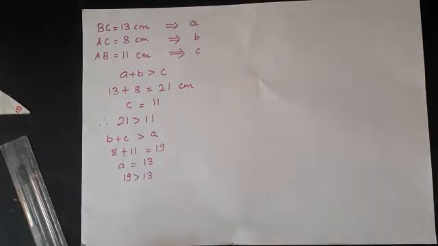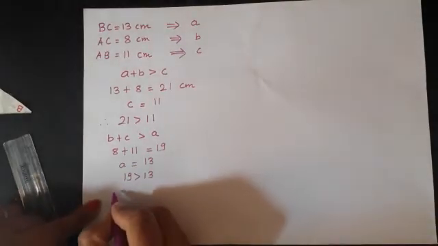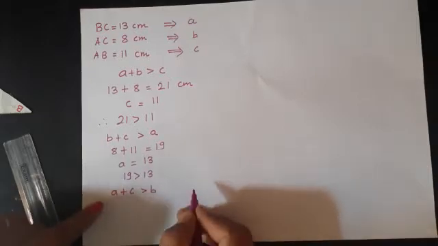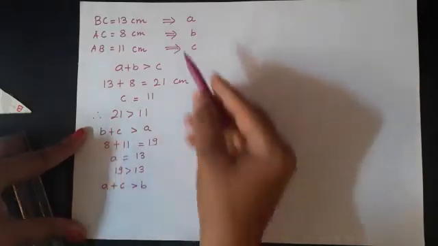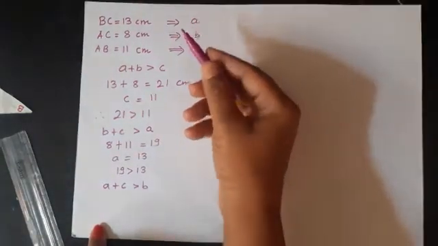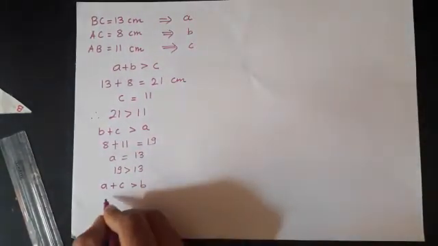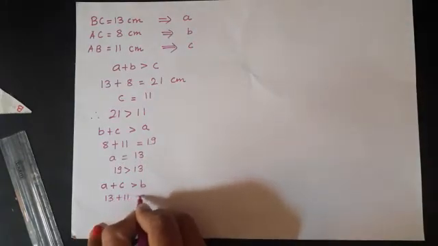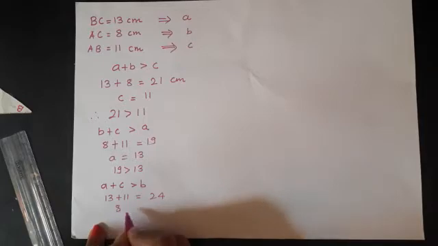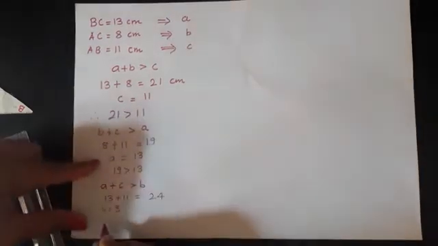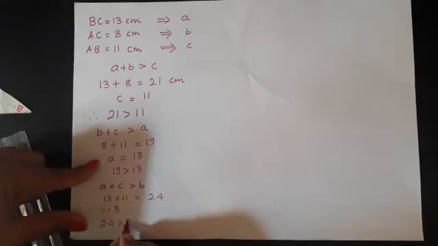One more now, the last one. We'll add a plus c greater than b. Let us check whether we get the same result. So a is 13, c is 11. So 13 plus 11 is equal to 24. Now the third side b is 8 here. So 24 is greater than 8.